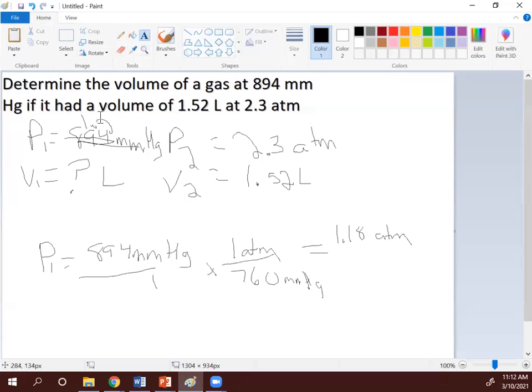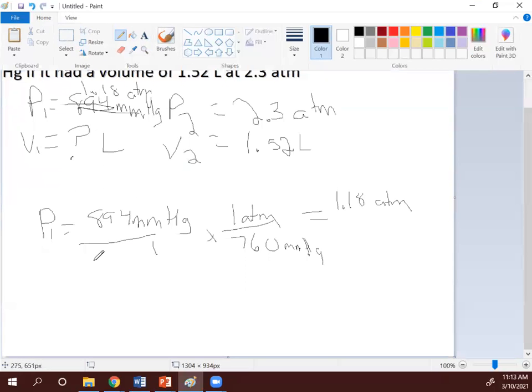I wrote 2 for some reason. ATM, yes, ma'am. It didn't matter. I could have converted the other way around. I just like smaller numbers. 1.18 ATM. I have one variable, don't I? So now I'm ready to plug this into my equation.